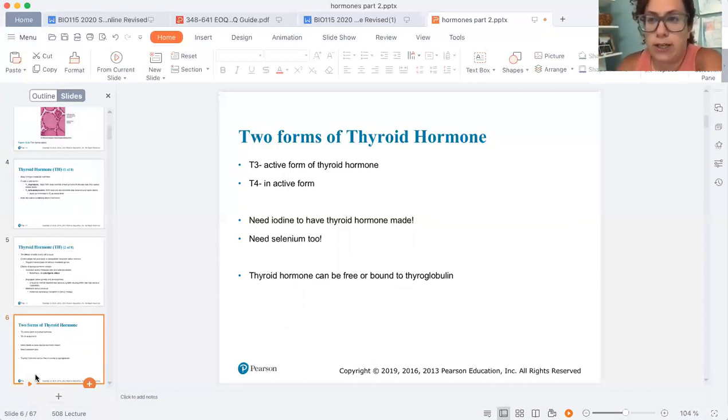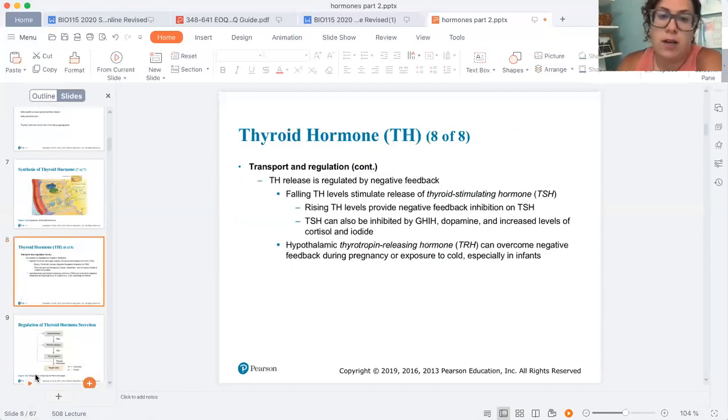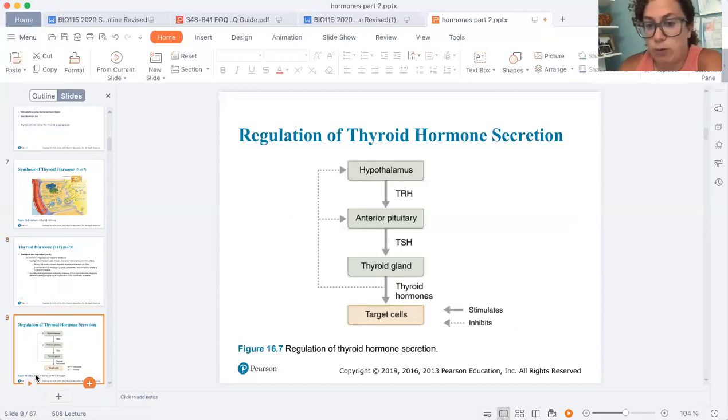A lot of times when we're looking at autoimmune conditions of the thyroid, we take a look at how much of that thyroglobulin is being raised. So we don't have to really go into the nitty gritty of how the thyroid hormone is made, just understand that iodine is really important. And then thyroid hormone reacts to negative feedback, just like the rest of the hormones. And here's a representation of that.